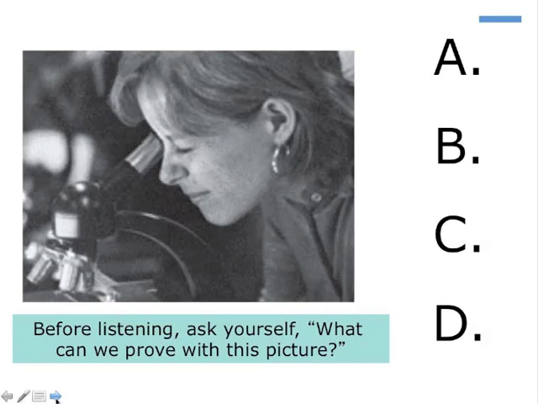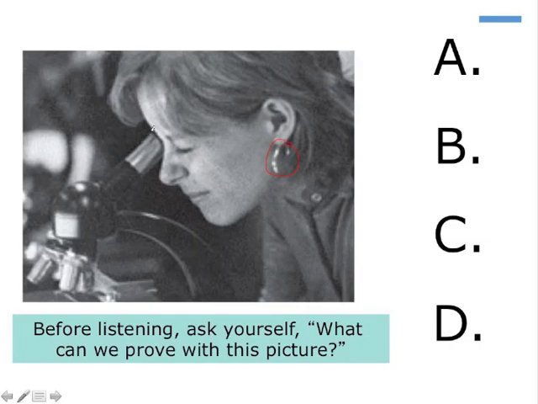Now, look, before we even listen, let's think about what can we actually prove directly with this picture. What are things that we can actually observe and identify just from looking at the photo? And again, be careful, it might be something simple that you weren't paying attention to. For example, we notice that the person here is wearing an earring. Now, you may not think that's important, but remember on the TOEIC, they're not necessarily looking for important information. They're looking only for something that you can prove.